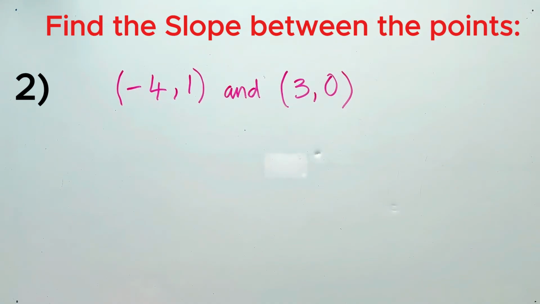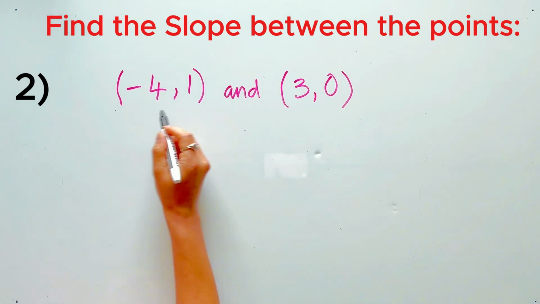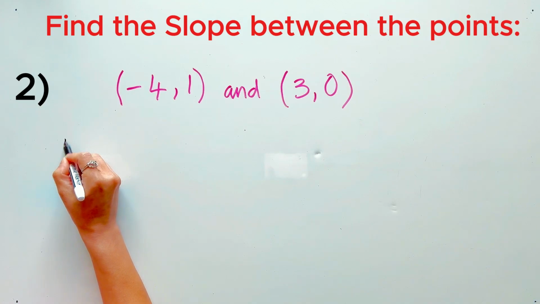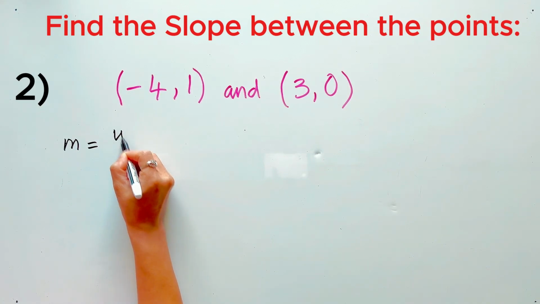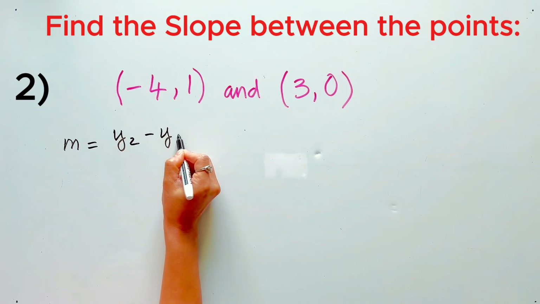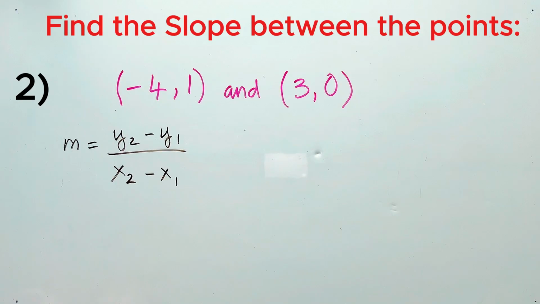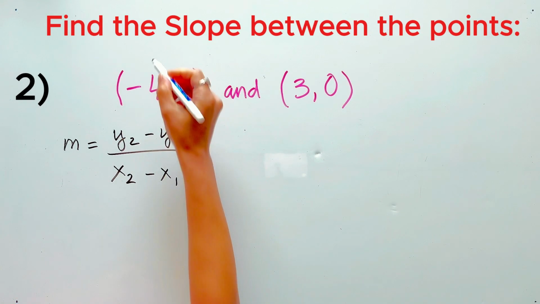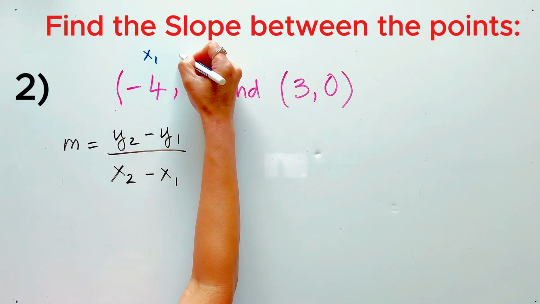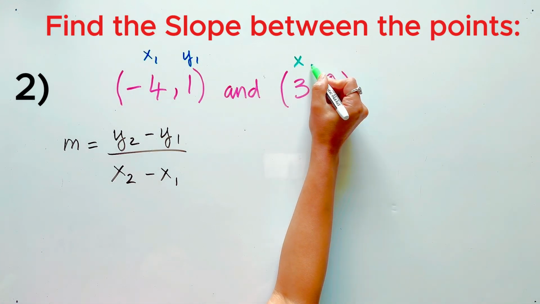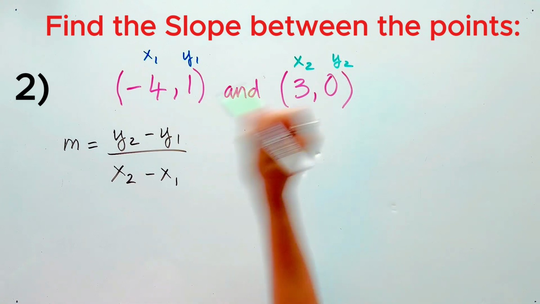Example 2, find the slope between the points (-4, 1) and (3, 0). m equals y sub 2 minus y sub 1 over x sub 2 minus x sub 1. Again, we will label x sub 1, y sub 1, x sub 2, y sub 2.